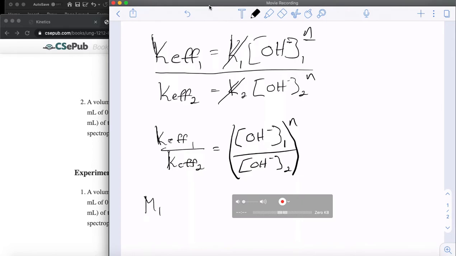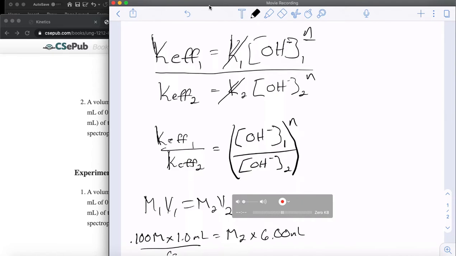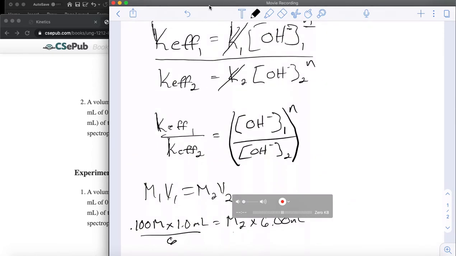I can write out M1V1 equals M2V2. That's our typical equation for any kind of dilution. Our initial concentration of the hydroxide, let's say for experiment 1, was 0.100 molar, times a volume of 1 milliliter, needs to equal M2, which is what I'm looking for, times the total volume that we're ending at, which is 6 milliliters. If I divide both sides by 6, I see that I get a final concentration of about 0.167. Let me make sure I have my decimal points right here.